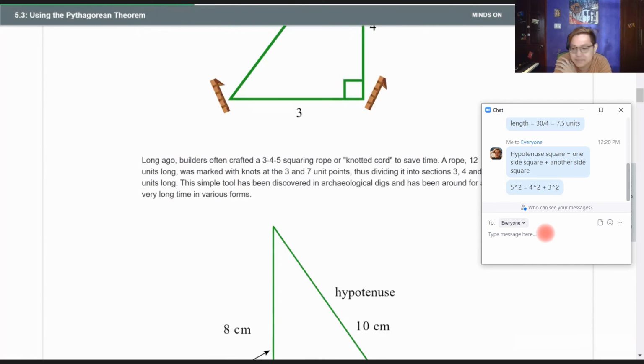Long ago, builders often crafted a 3-4-5 rope, or cord, to save time. A rope 12 units long is marked with knots at the 3 and 7 unit points, thus dividing it into sections 3, 4, and 5 units long. This simple tool has been discovered in archaeological digs and has been around for a very long time in various forms.